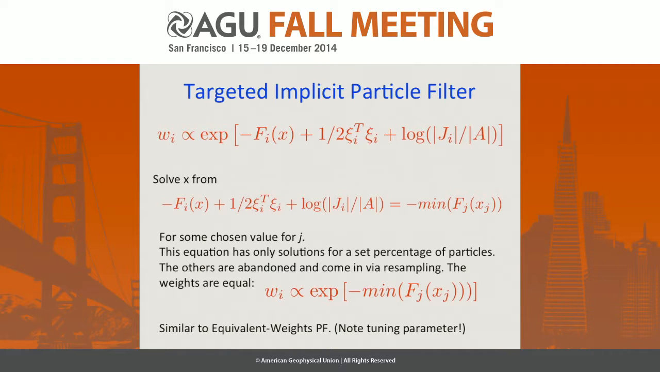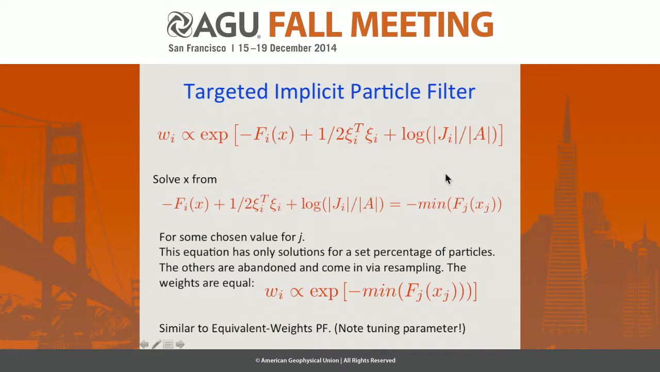Now, another method is the so-called targeted implicit particle filtering. Again, we have the expression for the weights over there, and this time we try to find the position of the particles, or the trajectory of the particles over time, by solving the second equation over here. So you see we do something different. We make the whole argument of the weight equal to a constant that we choose. And so what we do is we choose a value for j.